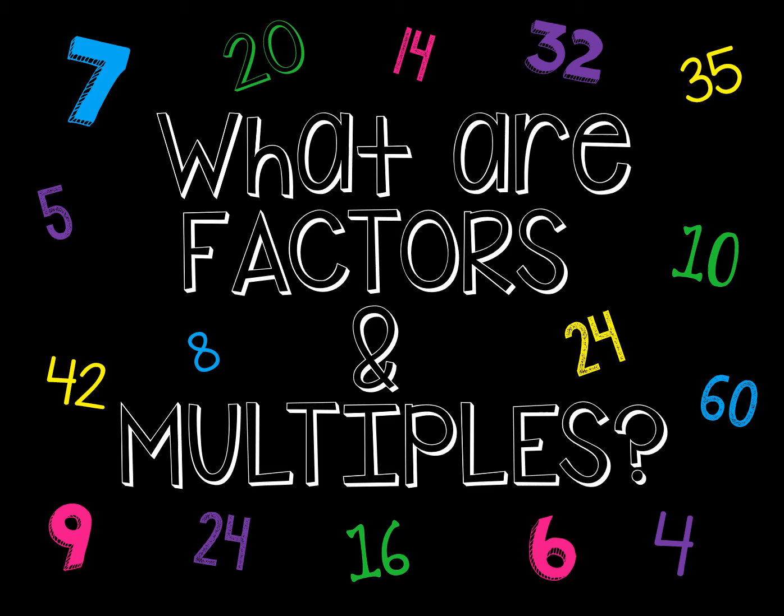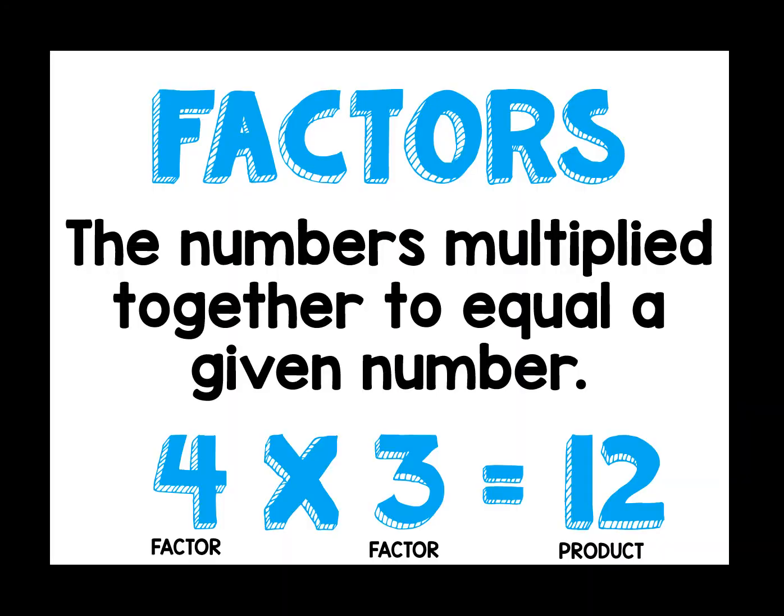What are factors and multiples? Factors are the numbers multiplied together to equal a given number. The factors of 12 would be 4 and 3 because 4 times 3 equals 12. We also call 12 the answer to a multiplication problem, which is the product.